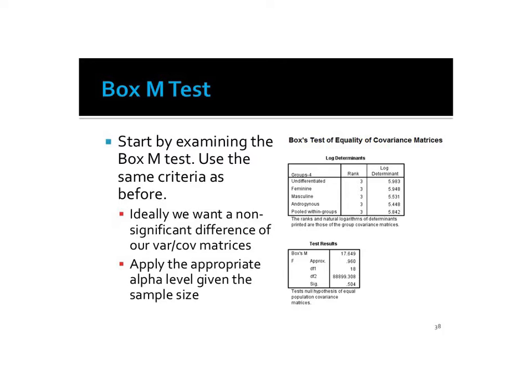So we start by using the Box's M test, just like we used it for the MANOVA, using the same criteria as before. Ideally, you want a non-significant difference, applying the appropriate alpha level given the sample size. I have a fairly decent sample size here, so we probably want alpha to be smaller. Regardless, I've easily met an alpha greater than 0.05.